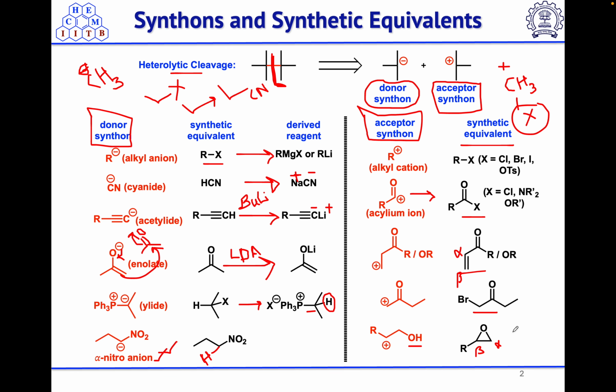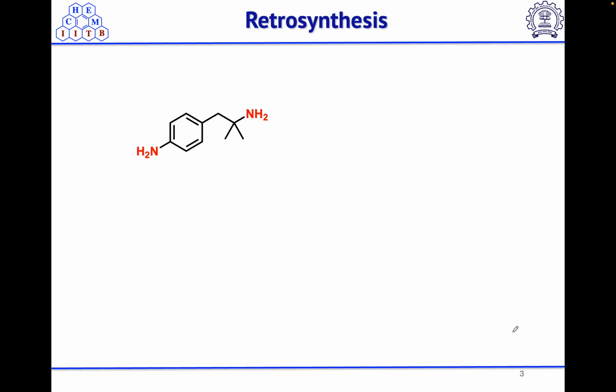Okay, so yeah, next slide. So we'll solve some retrosynthetic problems with some molecules. So let's say we have this aromatic ring containing amines. One is an aromatic amine and another is an aliphatic amine. Two amines are there. So how can we plan for this molecule? How can we design the retrosynthetic plan for this molecule?